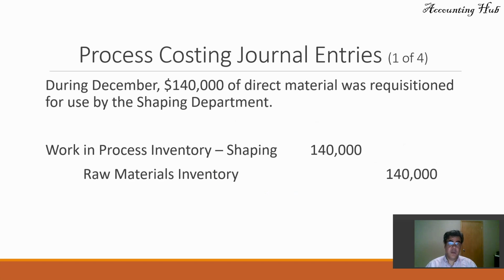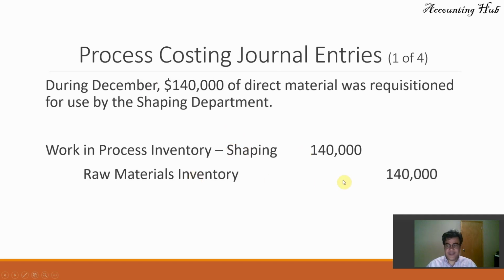Okay? We have four basic journal entries for process costing. The first one is the raw material. So during December, $140,000 of direct materials was requisitioned for use by the shaping department. So here we are only moving our raw materials from raw materials inventory to work in process inventory. So work in process inventory, the first department is the shaping department. So shaping 140, credit raw materials inventory.